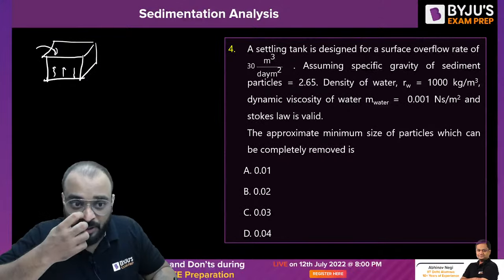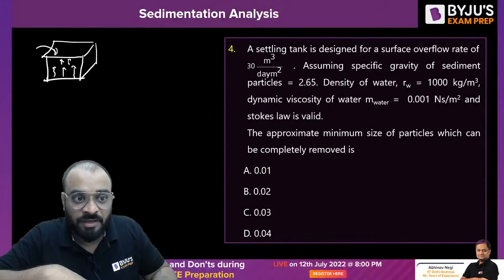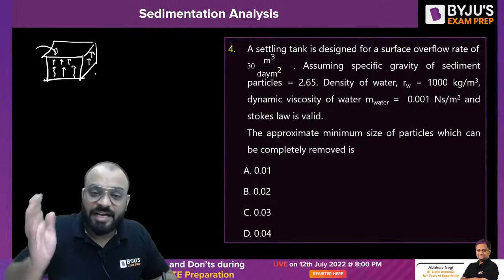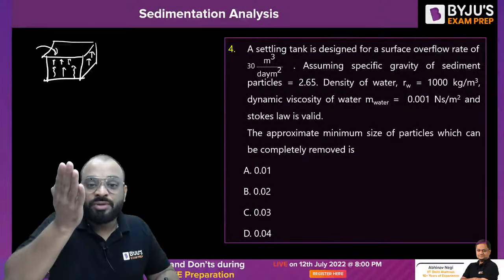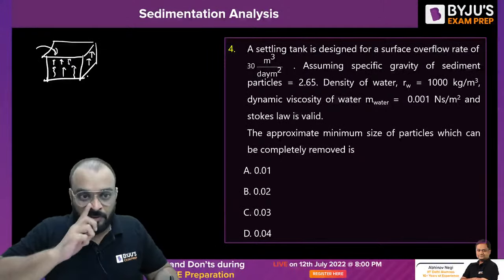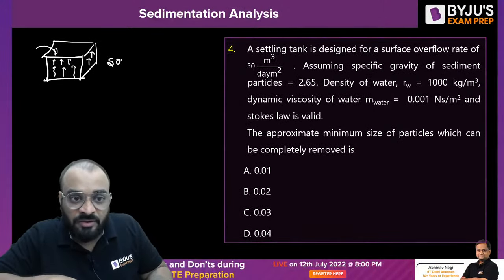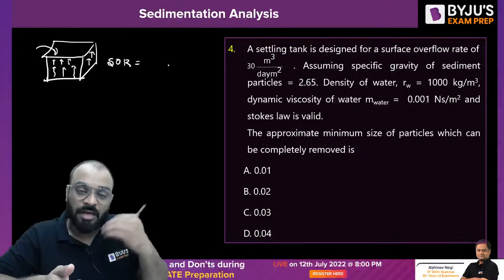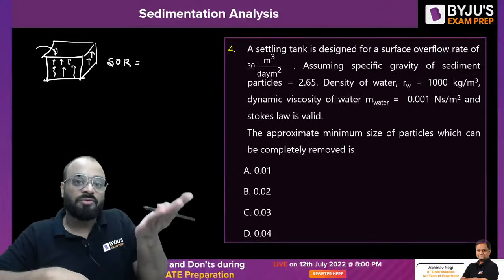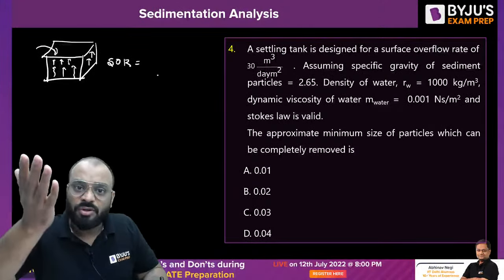If you pour the water, then water is trying to move in upward direction. Clear? That means what? The rate by which water is trying to come out of the tank is known as surface overflow rate. So, guys, this is nothing but the surface overflow rate, the rate by which water is coming out of the tank.